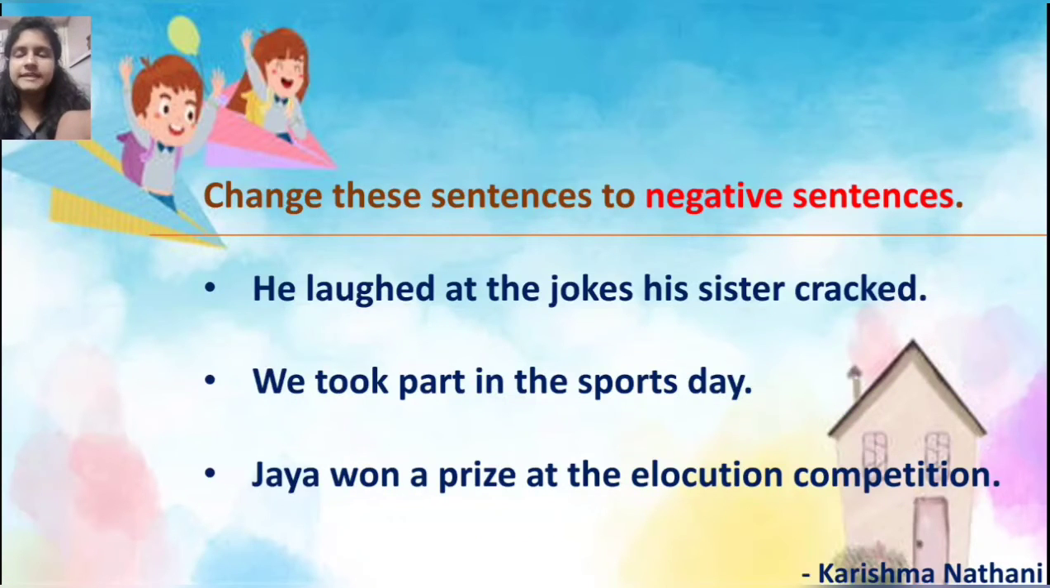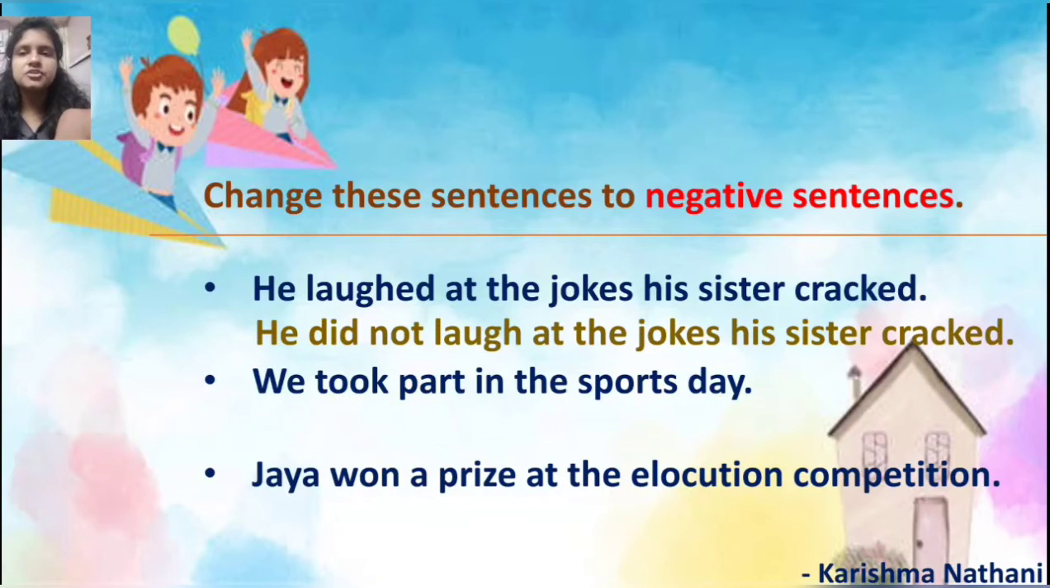Next is change these sentences to negative sentences. He laughed at the jokes his sister cracked. Answer: he did not laugh at the jokes his sister cracked. In a negative sentence, we have to use did not. And when we use did, then the verb will be the first form, means no change, the verb will be the root. Laughed is a past form, but laugh is the present form. So when we use did, we have to use the present form of the verb.